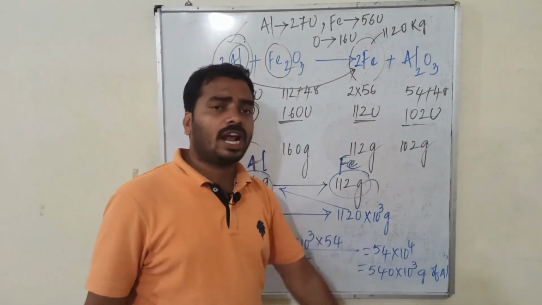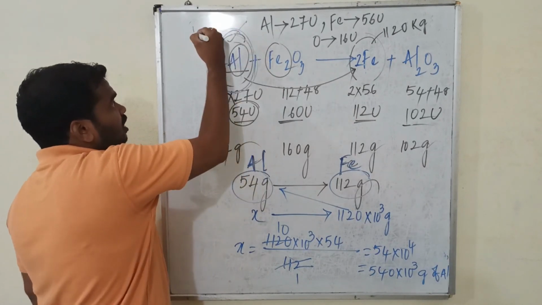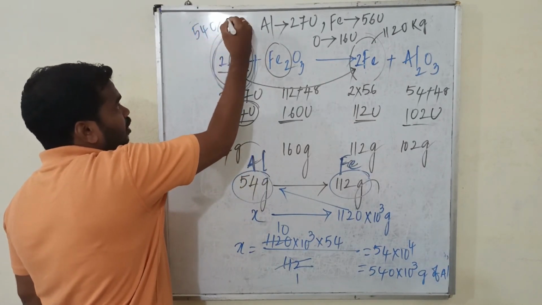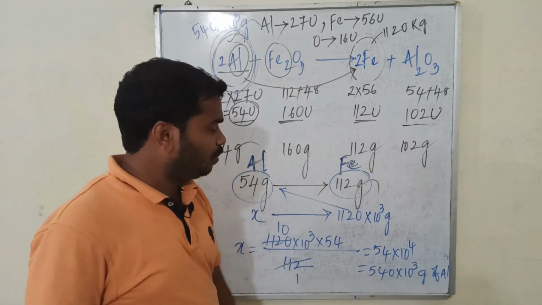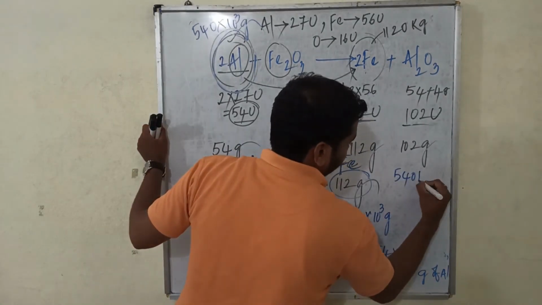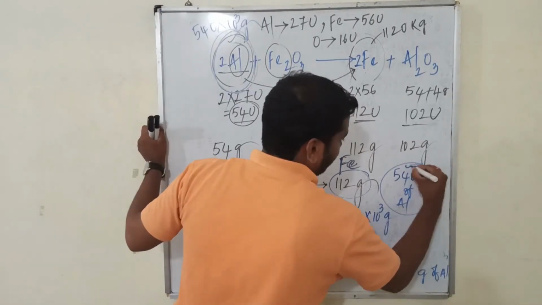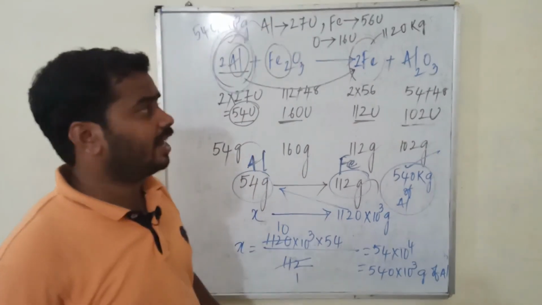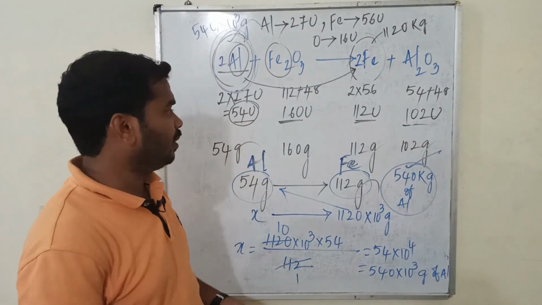540 into 10 cube grams of aluminum is required. 540 into 10 cube grams in the sense 540 kgs. Remember, 540 kgs of aluminium is required to generate 1120 kgs of iron. It's very, very simple.